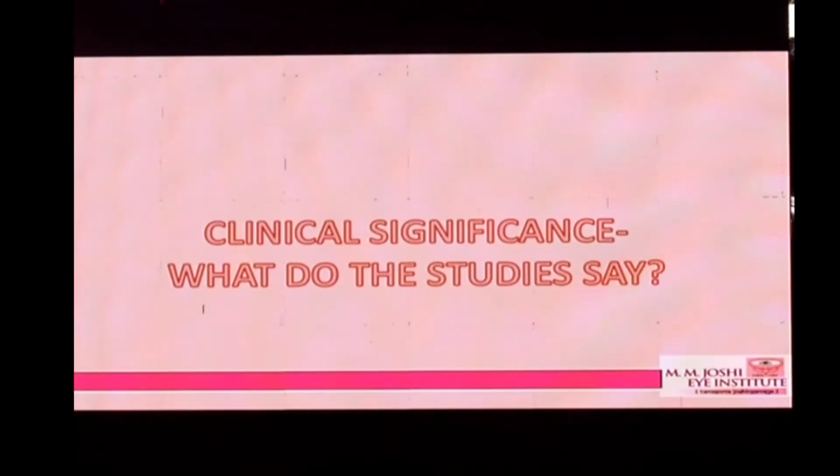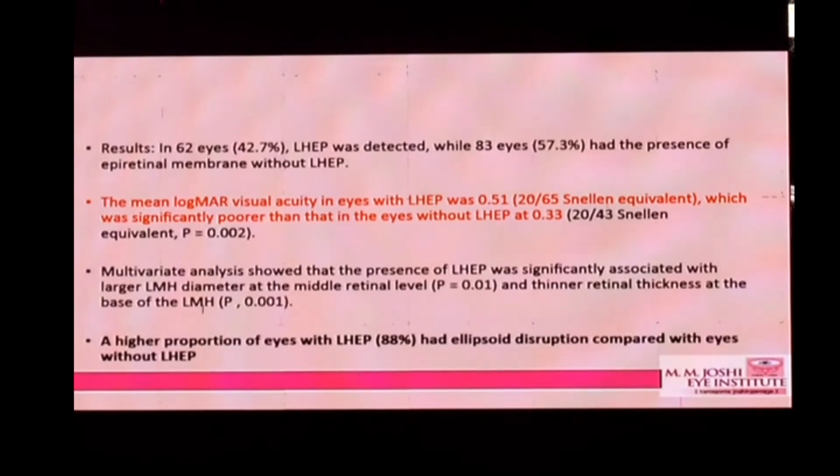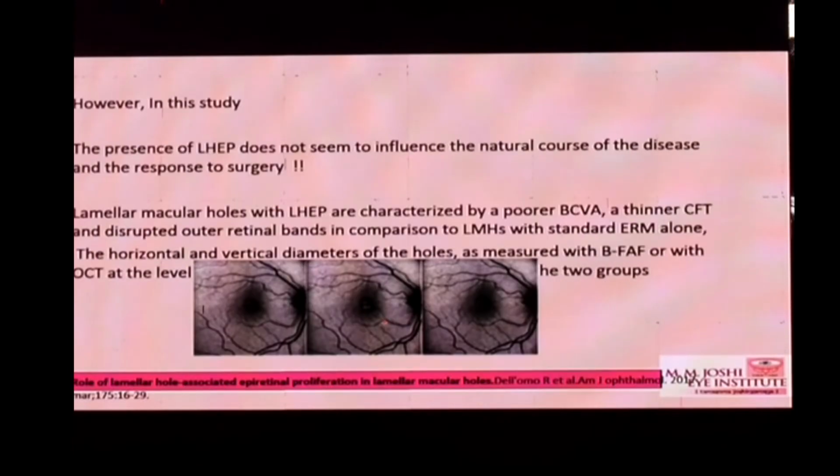So, clinical significance: what do the studies say? In a recent OCT study, the presence of LHEP was shown to be related to the presence of photoreceptor layer defects and poor visual acuity. They found in their 145 cases that the mean logMAR visual acuity in eyes with LHEP was 0.51, which was significantly poorer than in eyes without LHEP. A higher proportion of eyes with LHEP had ellipsoid zone disruption compared to eyes without LHEP.